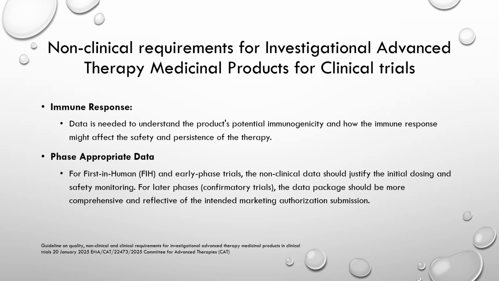Yeah, so this is basically what you're looking for in your first-in-human trials. These are the early phase trials, and the non-clinical data should basically support that. Your confirmatory trials will then be supported by your first-in-human exploratory trials. Your non-clinical data should justify the initial dosing, safe monitoring, as well as administration, and all of those essential criteria. For your later confirmatory trials, the data package should be more comprehensive and reflective of an intended marketing authorization submission.